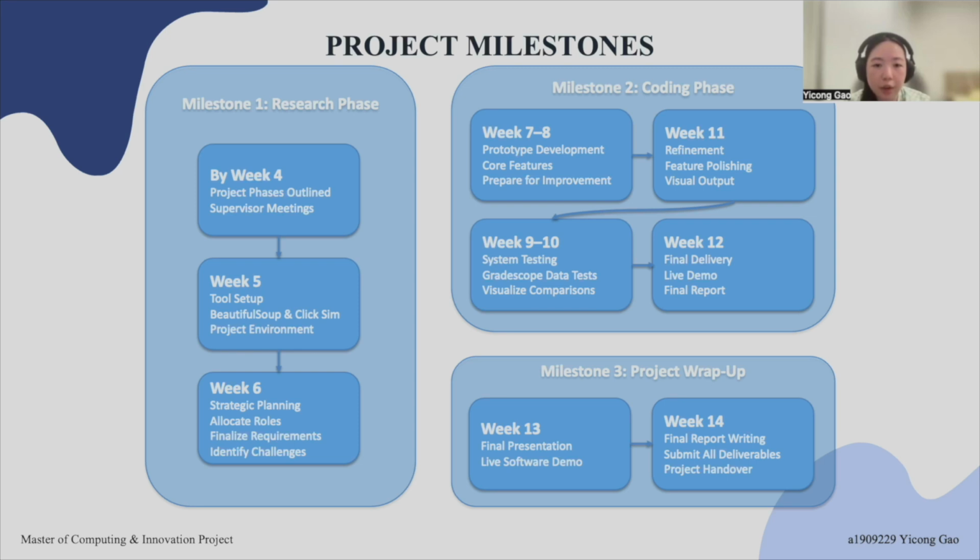Weeks 7 and 8 are for building our first working prototype. In weeks 9 and 10, we will test the system with simulated Gradescope data, trying out both individual and full-class submission scenarios. Week 11 is for polishing features and refining the interface. By week 12, development should be complete. And in weeks 13 and 14, we will deliver our final presentation, report, and all the project materials.